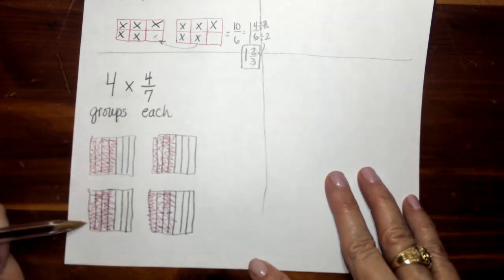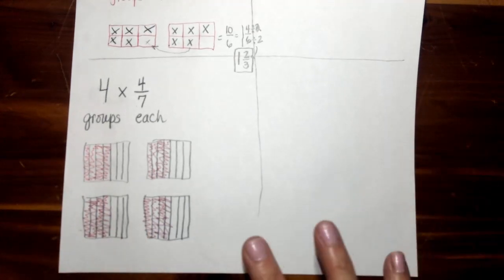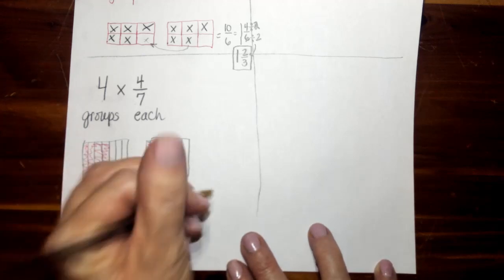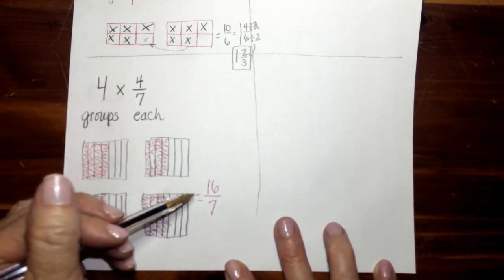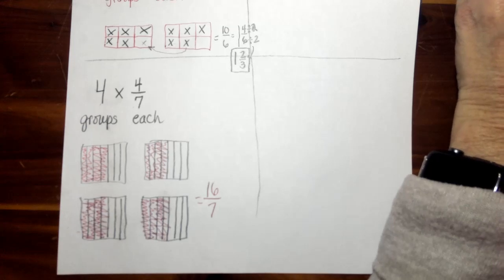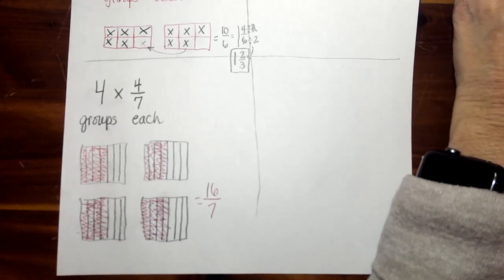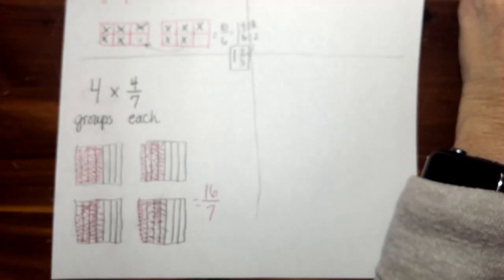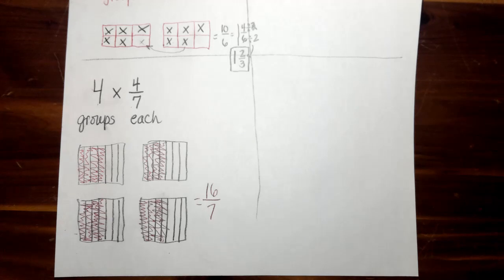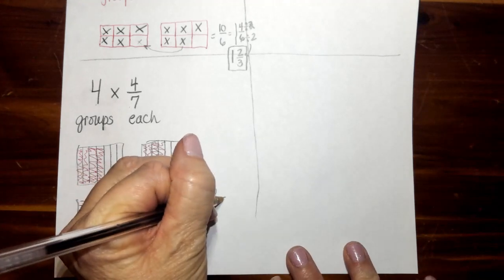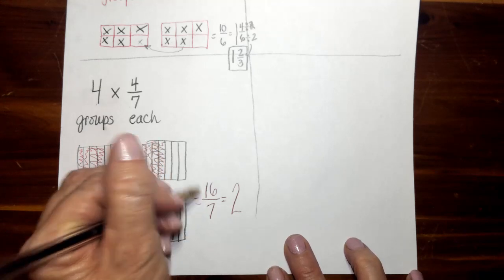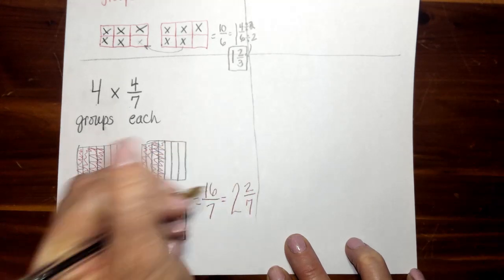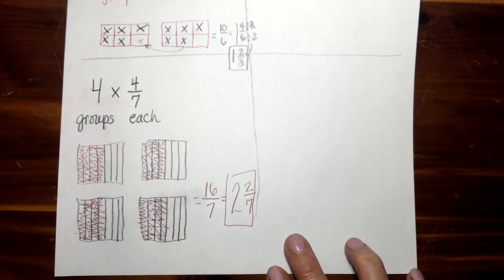So I have 4/7 4 times, which is exactly what I want. So now I have 4, 8, 12, 16 sevenths shaded. Now when I look at this fraction, I know that it is improper. So what I want to do is rename it. How many groups of 7 are in 16? So 7, 14, 21. There are only 2 groups, and that would give me 14. Well, 16 minus 14 is going to give me 2 leftovers out of 7. So my rename is 2 2/7.